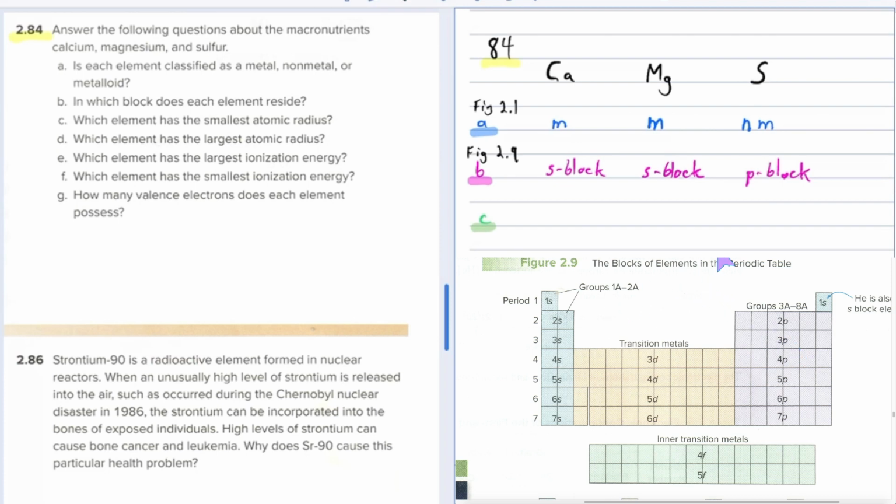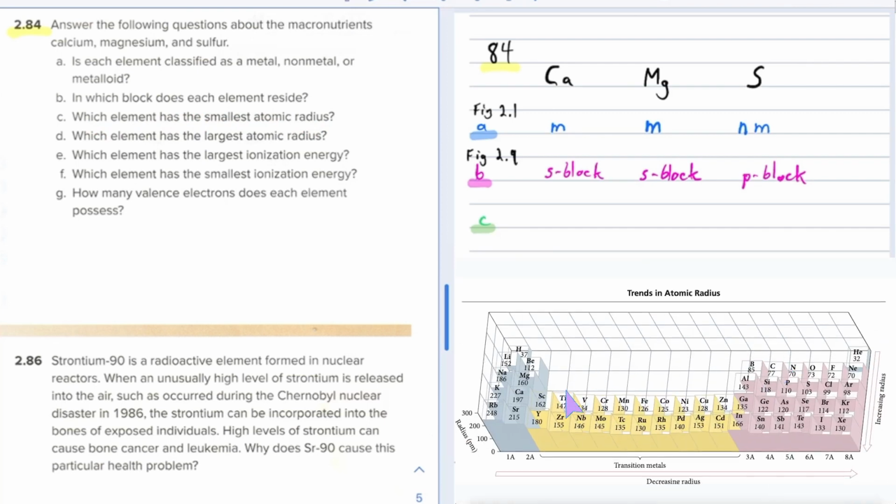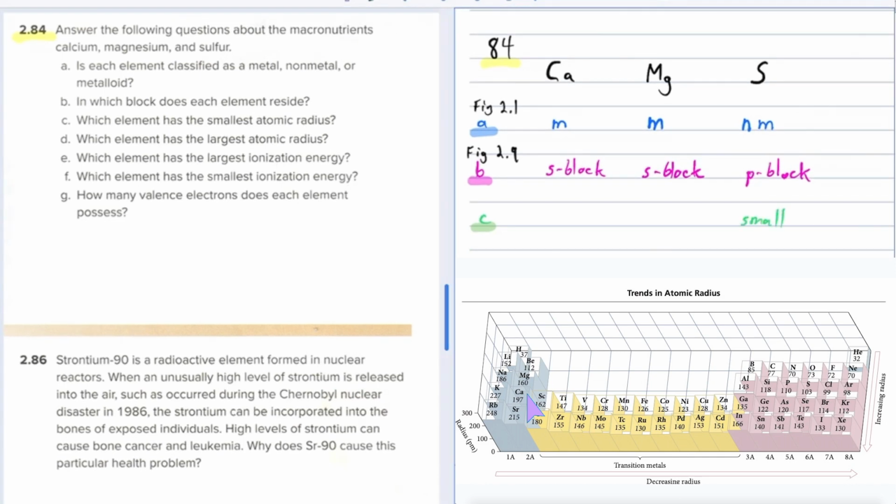C. Which element has the smallest atomic radius? Now remember, for the atomic radii, this is the big corner. That's the small corner. So out of these three, which one is closest to the small corner? Well, that would be sulfur. You've got sulfur, magnesium, and calcium. So sulfur would be the smallest atomic radius. So I'll just put right there, smallest atomic radius.